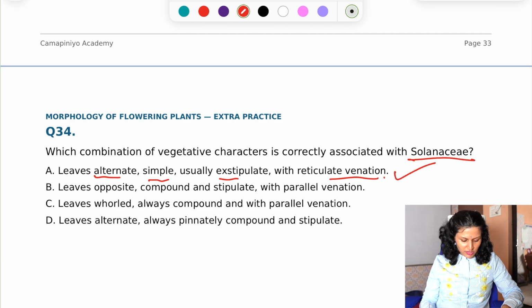Opposite, compound and stipulate with parallel venation? No. Parallel venation will be out because it's a dicot family. Always pinnately compound and stipulate. This is wrong. You have to learn about the vegetative characters also of the family that is given. Question number 34, answer will be A.